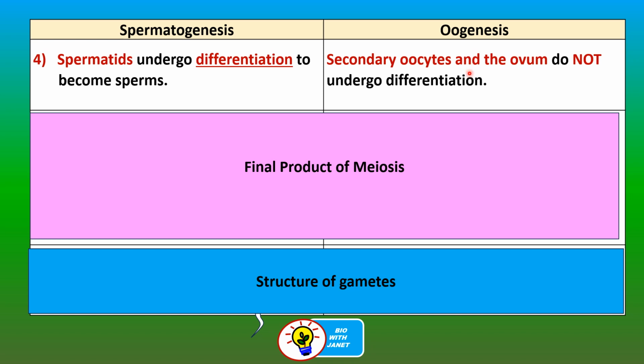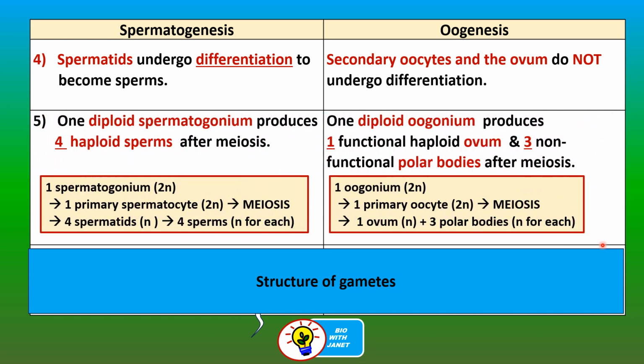But in oogenesis, the secondary oocytes formed after meiosis 1 and the ovum formed after meiosis 2 do not undergo any differentiation. So the ovum, that's the final product of oogenesis, is just a round cell. Okay. Now, what is the final product of meiosis for spermatogenesis and oogenesis?